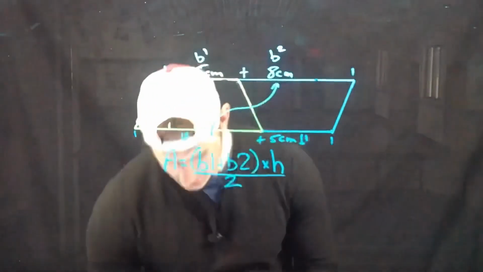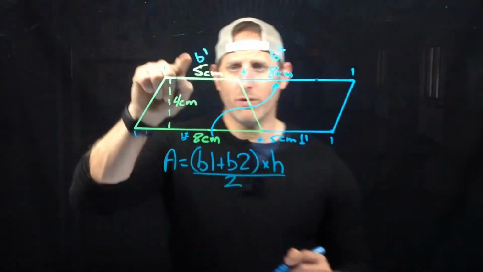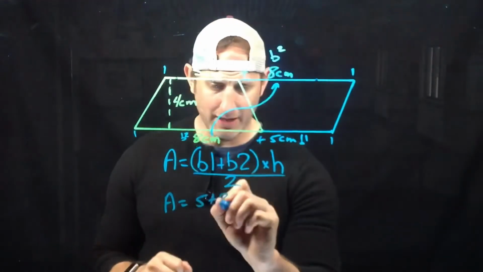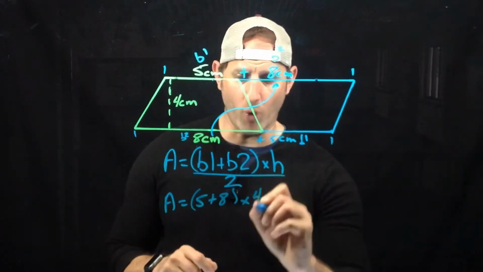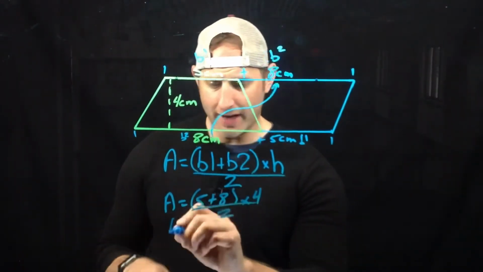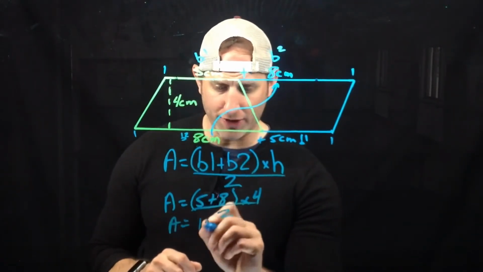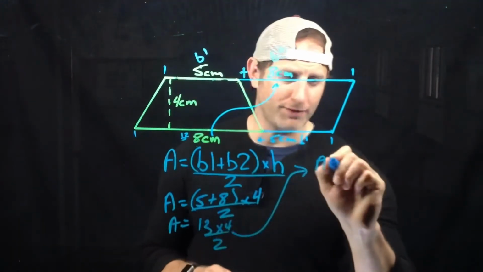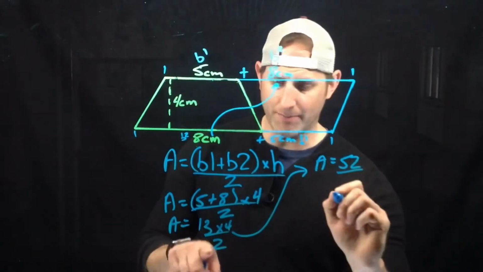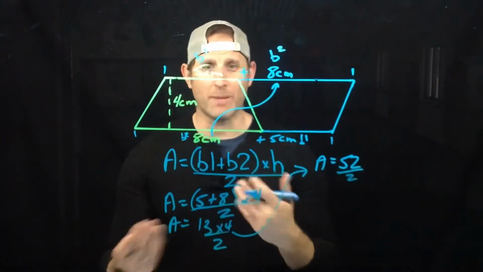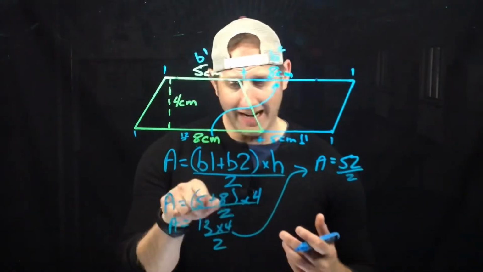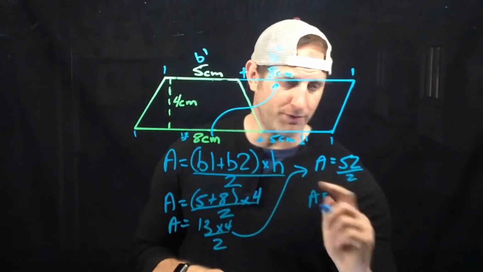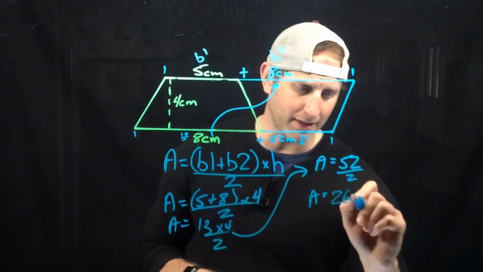So now that we have a formula, let's just plug in some numbers. We know that B1 was 5. So area is equal to 5 plus 8 times the height, which is 4, divided by 2. Area is equal to 5 plus 8, which is 13, times 4 over 2. 13 times 4 is 52. Area is 52 divided by 2. And you'll notice that I'm just doing one step each time. I'm following BEDMAS: brackets first, then the multiplication as it appears, and then the division. Area is going to be equal to 52 divided by 2, which is 26 centimeters squared.